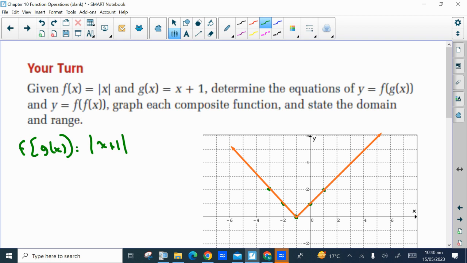Okay, there's our graph. And so the domain would be all real numbers. And it goes left and right forever. But there are restrictions on the range, because this graph starts at 0 and goes upwards forever. So from 0 up to positive infinity.